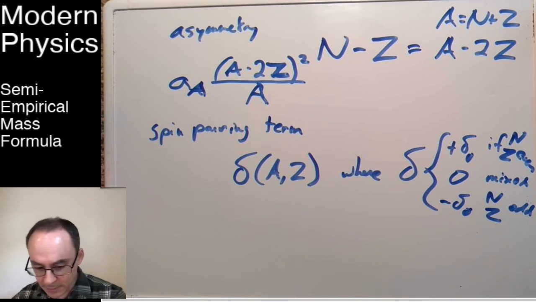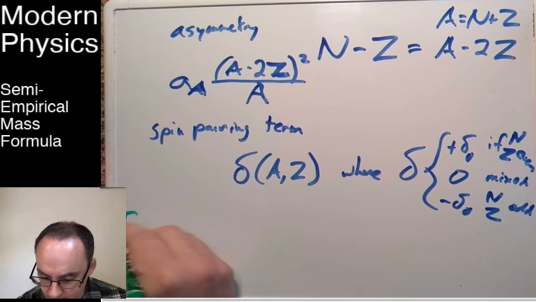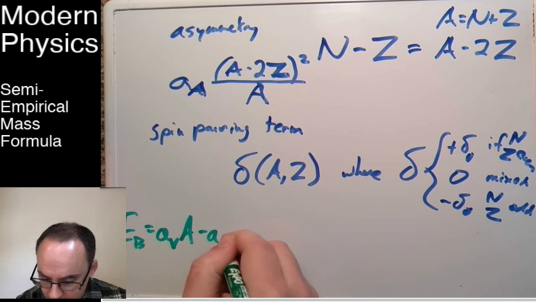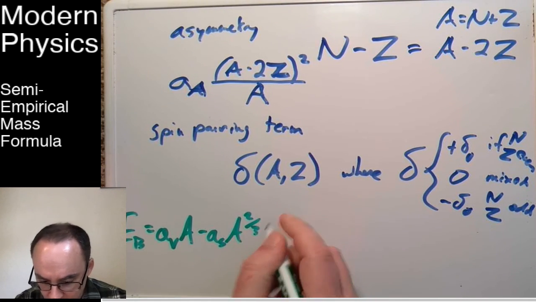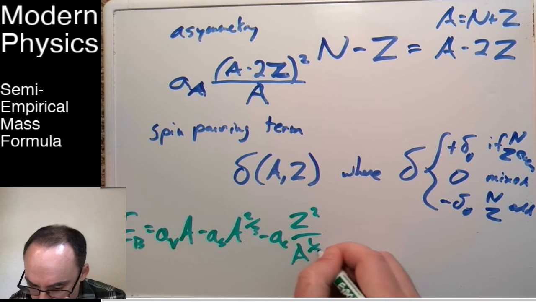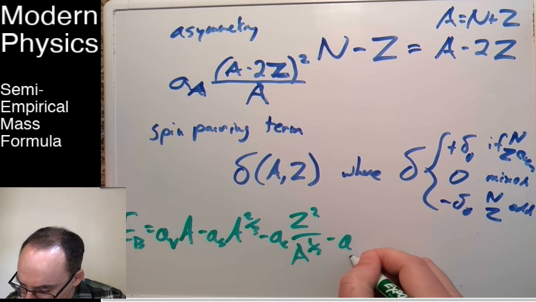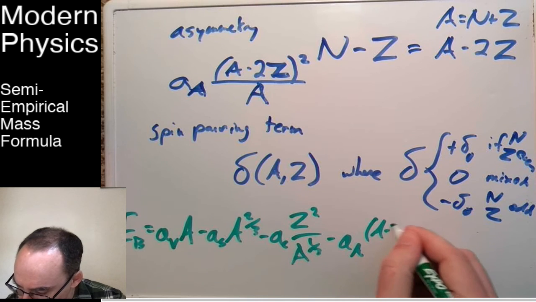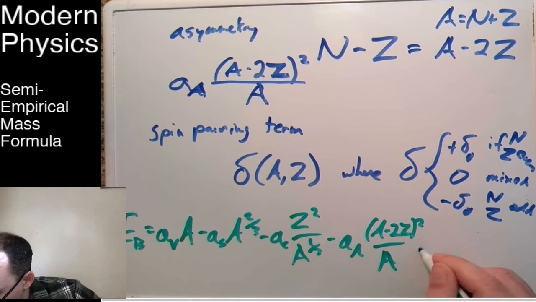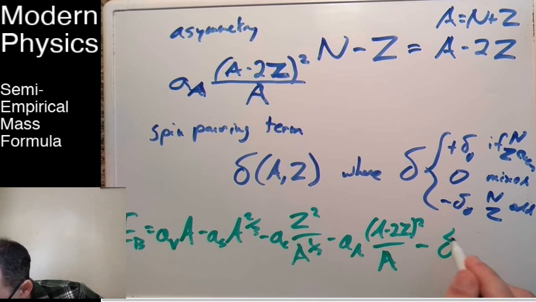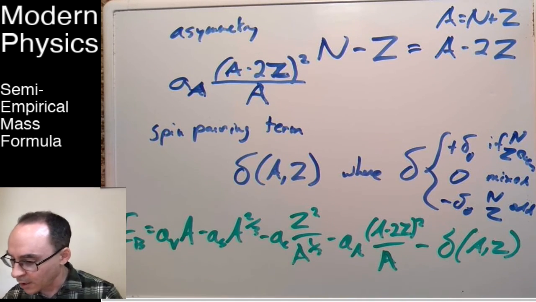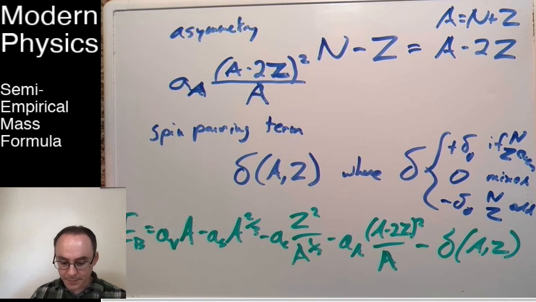So let me just write it out in green at the bottom here. We had the volume term, the surface term, the Coulomb term, CZ squared over A to the 1/3. The asymmetry term, which I've basically just got up there, (A minus 2Z) squared over A. And then this pairing term, which I sort of write as a function of A and Z, but it really just depends on whether they're even or odd. It's not a very complicated function.